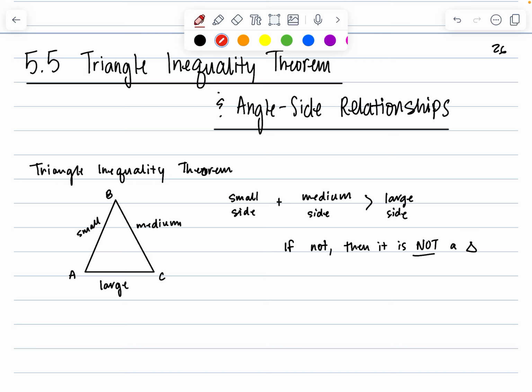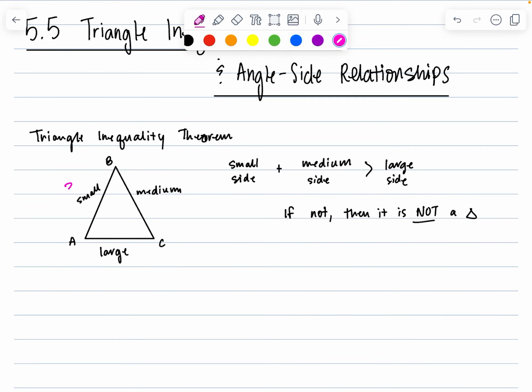Okay, so what happens here is this. If I put, for instance, I'm going to put this in pink, let's call the small side 3 and the medium side 8. Then we know for sure this large side has to be less than 11. The small plus the medium has to be bigger than the large.